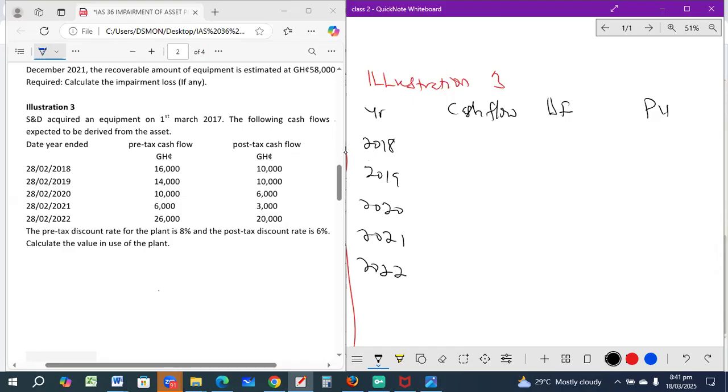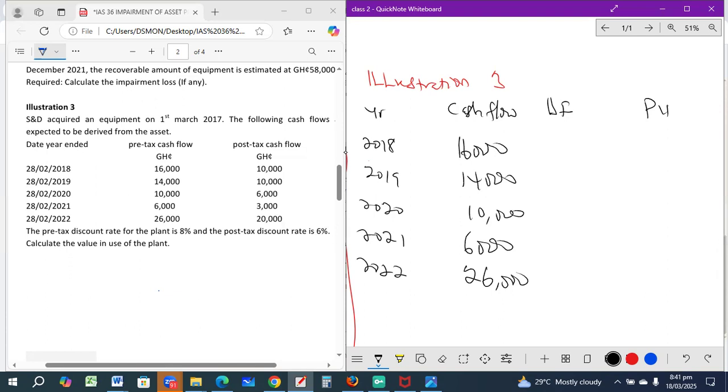So in 2017, we are estimating the amount that will be derived from this asset from 2018 onwards, into the future. So we need the value in 2017. So we are going to discount that future value to present value, using the present value formula. So the pre-tax cash flows are 16,000, 14,000, 10,000, 6,000, and 6,000. Please take note.